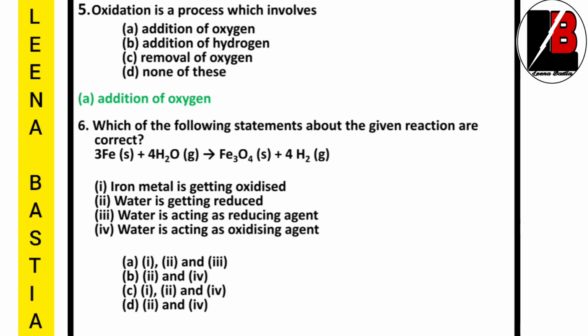First one is iron metal is getting oxidized here. Then option 2, water is getting reduced. 3, water is acting as reducing agent. 4, water is acting as oxidizing agent. So which of the statements are correct for the above reaction? Option A is saying first, second and third one. Option B is saying second and fourth one. C, that is 1, 2 and the fourth one. Option D, that is second one and the fourth one.